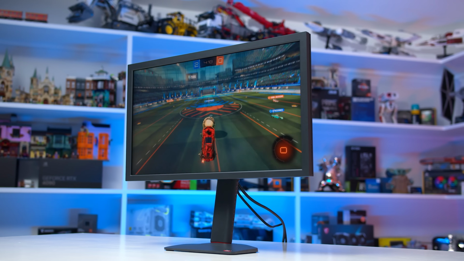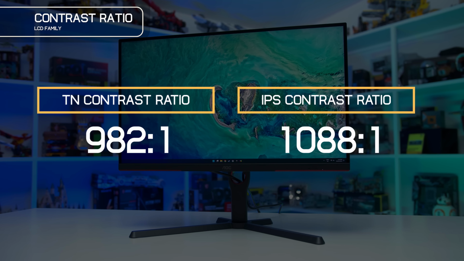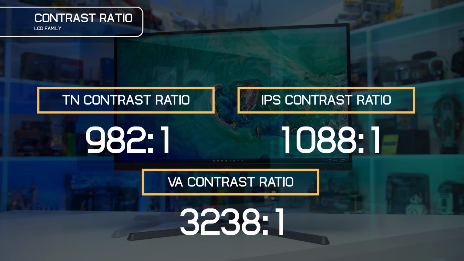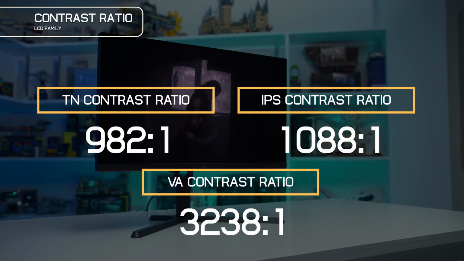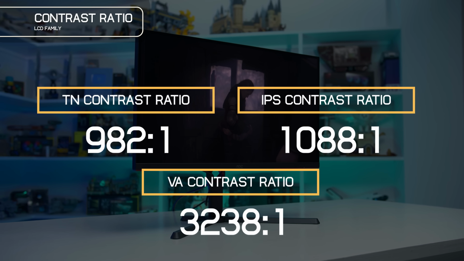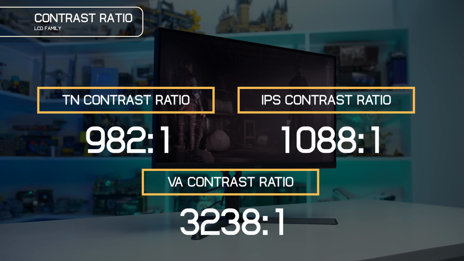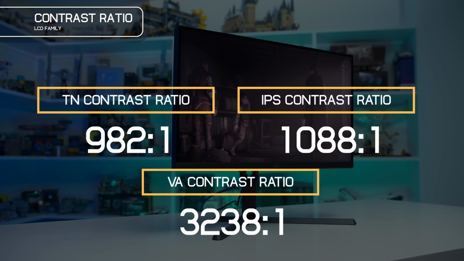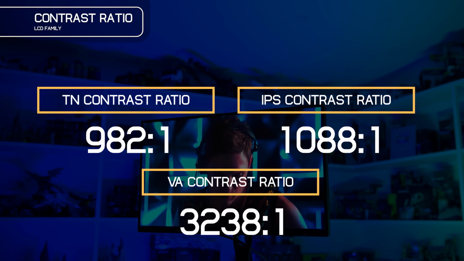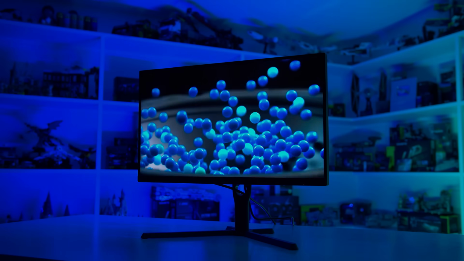VA LCDs are the best for contrast in the LCD family. The average contrast for this family across the models we've tested is 3238:1, meaning a typical VA delivers 3 times the contrast of a typical IPS. This leads to much deeper blacks on VA LCDs and a noticeably higher contrast experience. Even the worst VA panels we've seen have a higher contrast ratio than the best IPS LCDs.